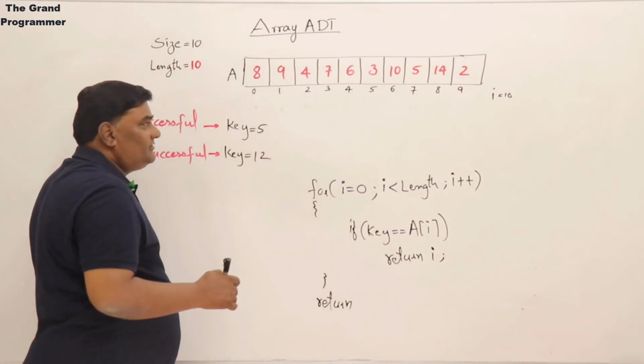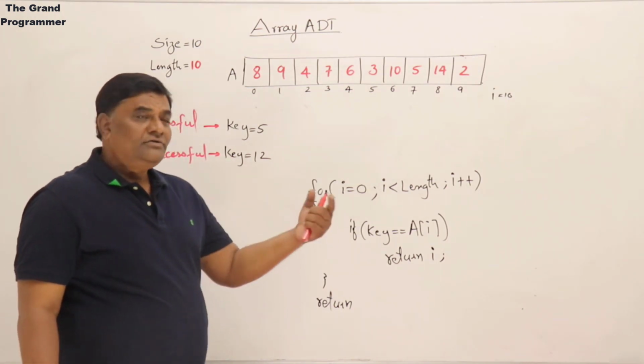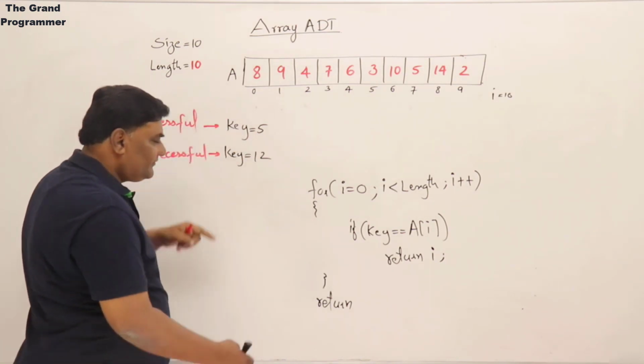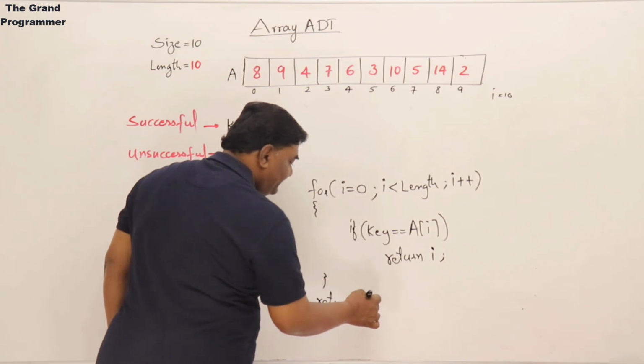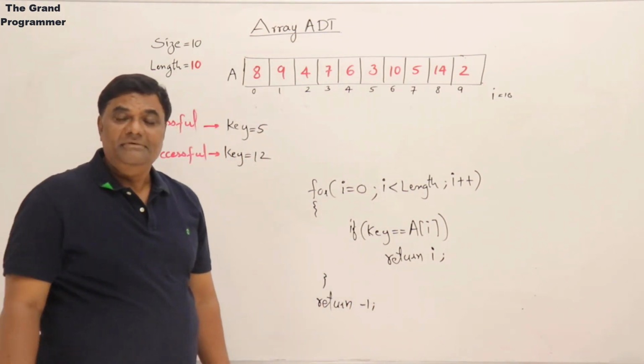Now, if the key element is not found, then we have to return something to show that the element is not found. So the invalid index, that is -1. So we can return -1. So usually we do it like this. If the element is not found, then the return index is -1.